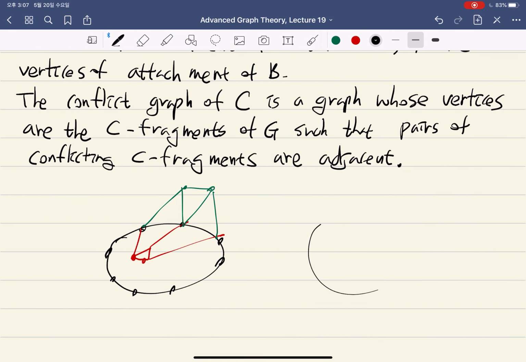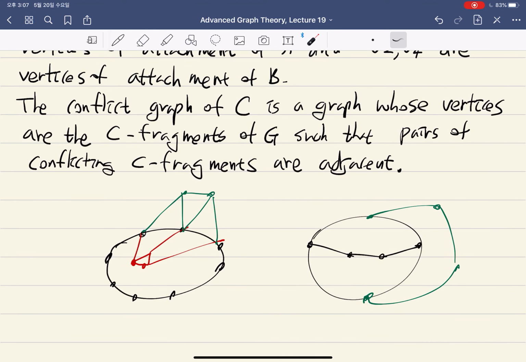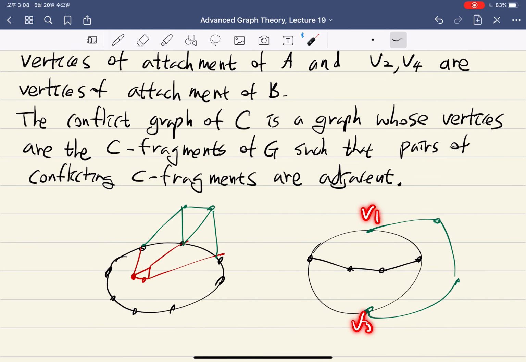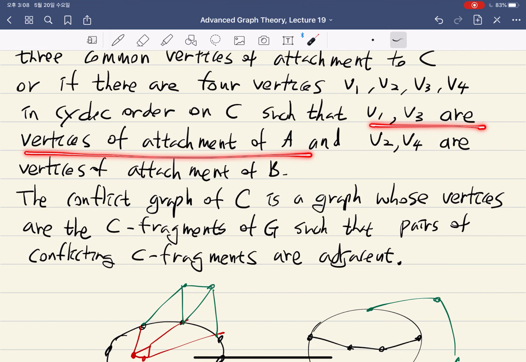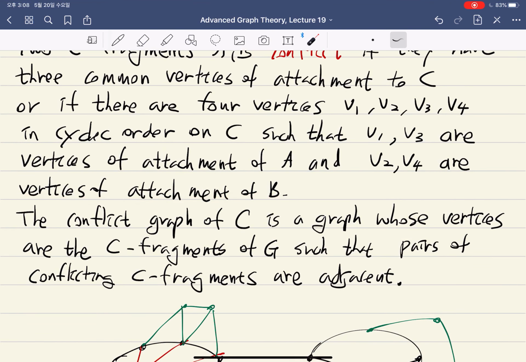Or, as before, if there are four vertices P1, P2, P3, P4 in cyclic order on C, such that P1 and P3 are vertices of attachment of one C fragment A, and P2 and P4 are vertices of attachment of another fragment.